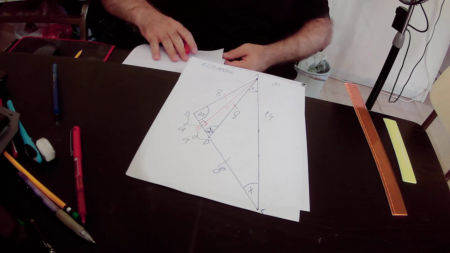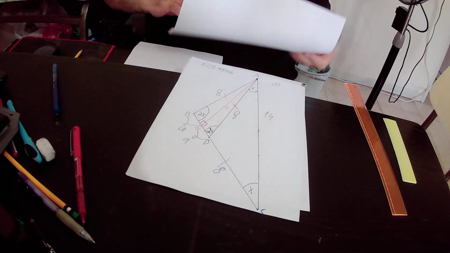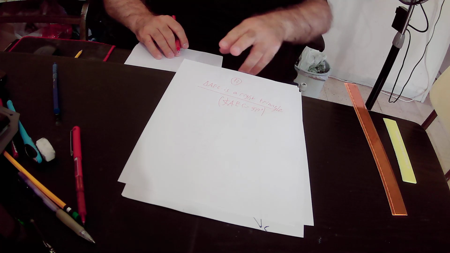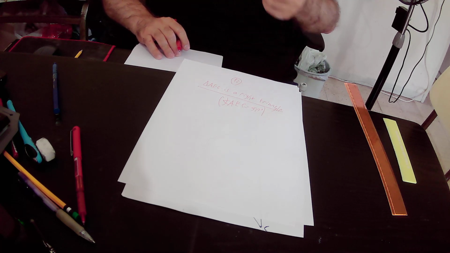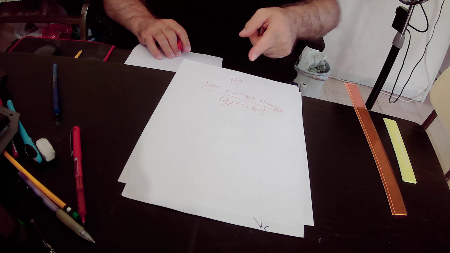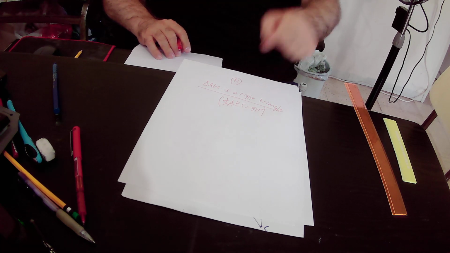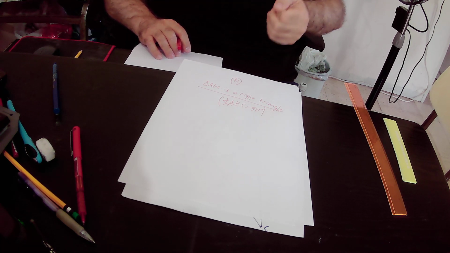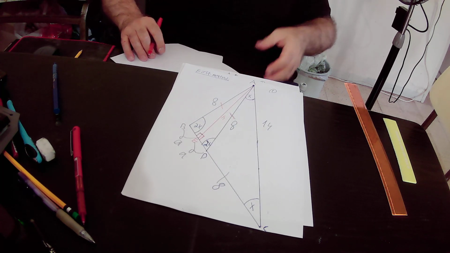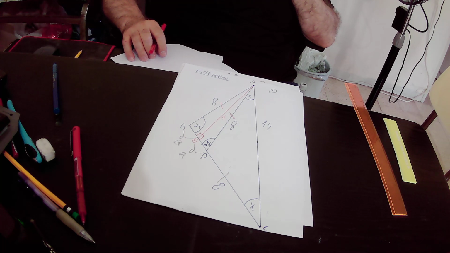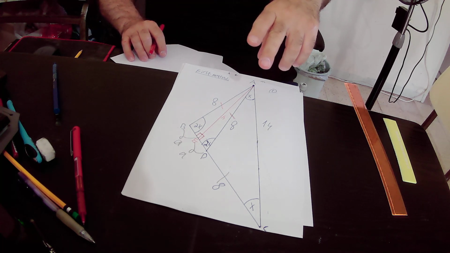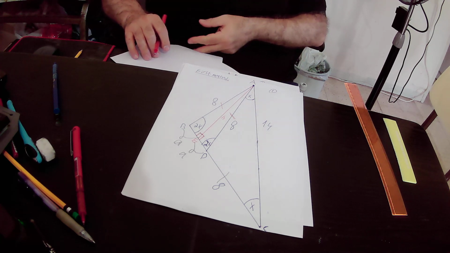Again, triangle AEC is a right triangle because it has one angle that is 90 degrees. This angle AEC equals 90 degrees, therefore triangle AEC is a right triangle. And again, we can implement the law of Pythagoras in the right triangle AEC.